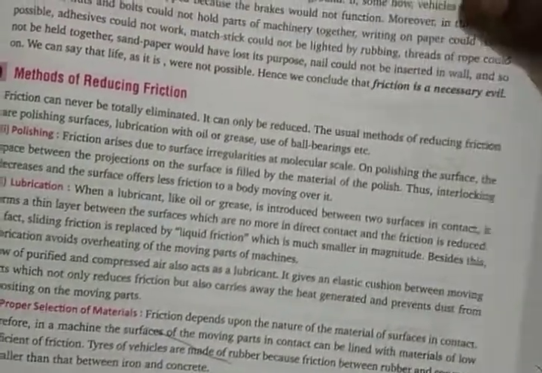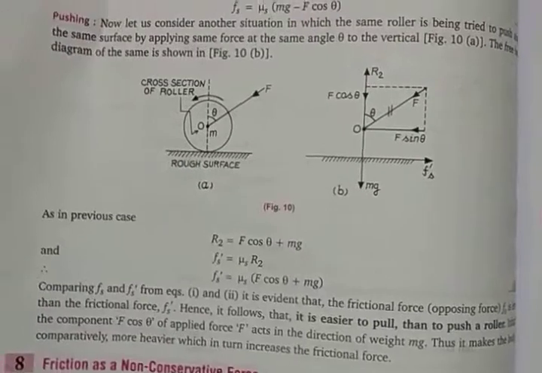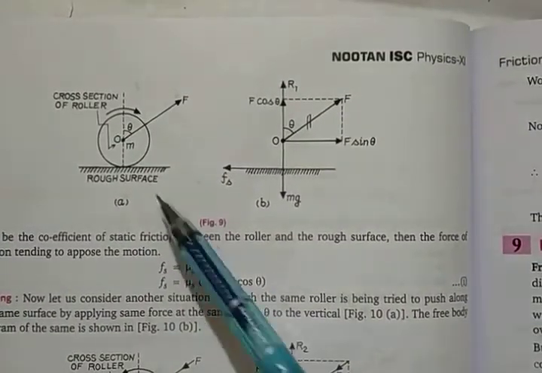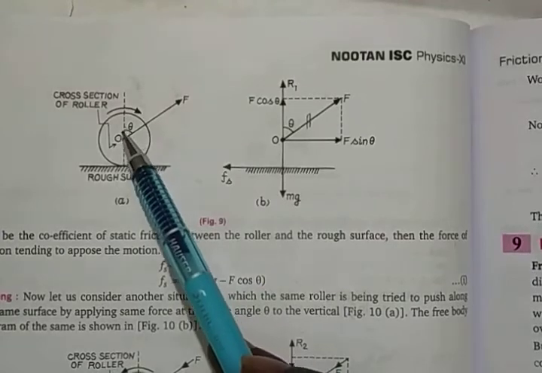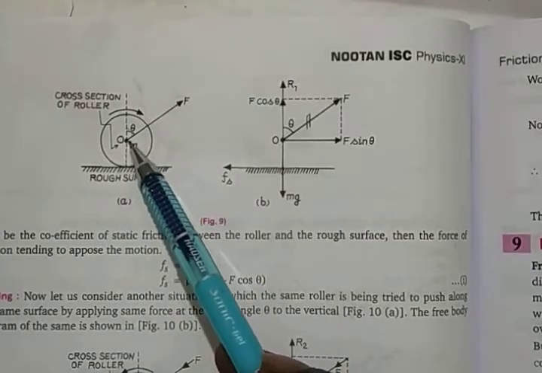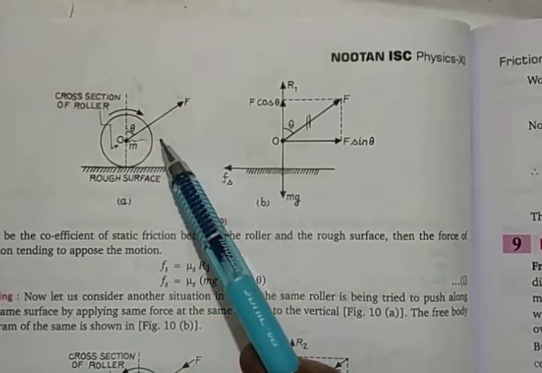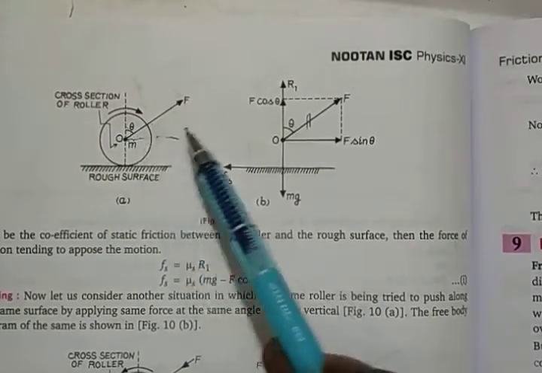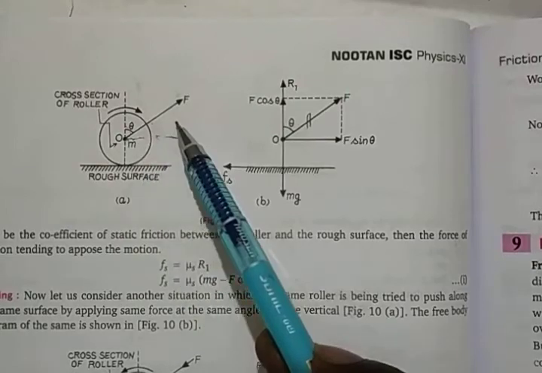When you look at this book here, they have done it a little differently. I have not done the same way. They have measured theta in this direction, whereas I have measured theta along the horizontal. So always we have been taking the horizontal, so I have taken it that way.